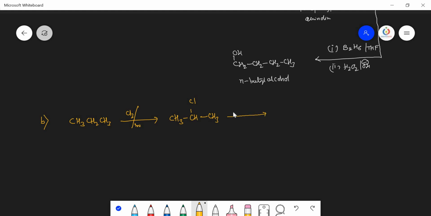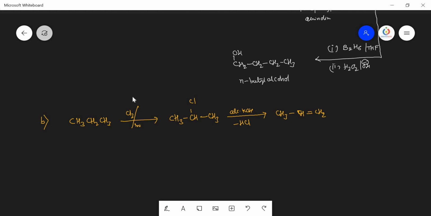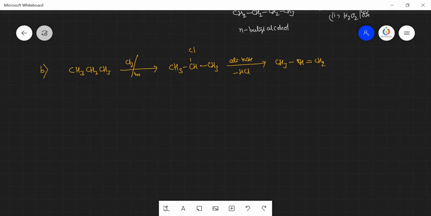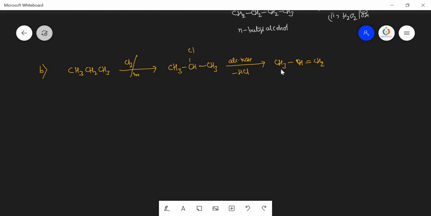This 2-chloropropane, when you subject it to alcoholic KOH, a dehydrohalogenating agent, there will be loss of an HCl molecule, so that we get CH3 CH double bond CH2. So the propene molecule has been created. To this propene molecule, they are asking for allyl alcohol, so we need to put the OH group at this allylic position.